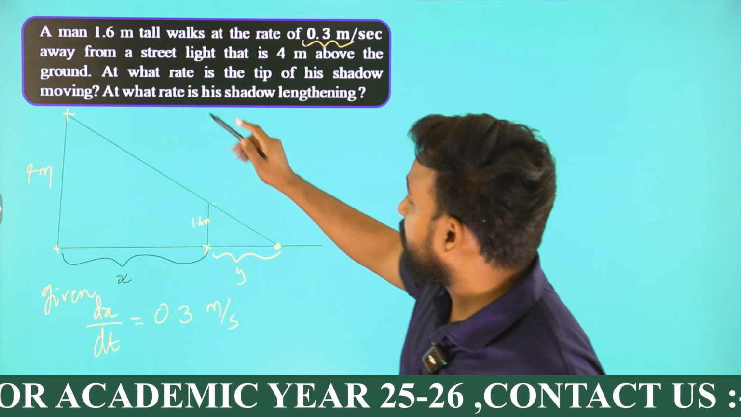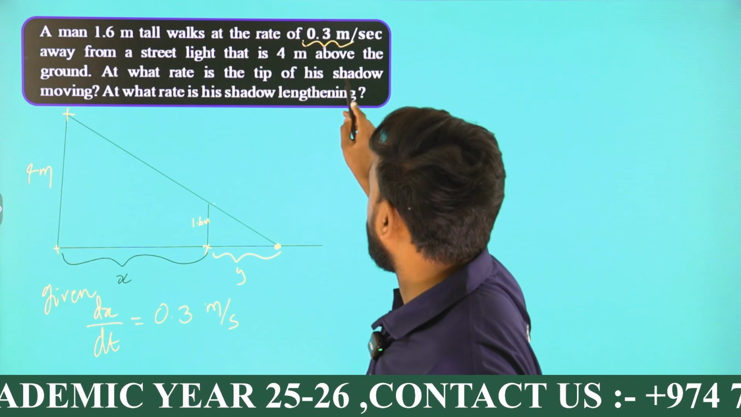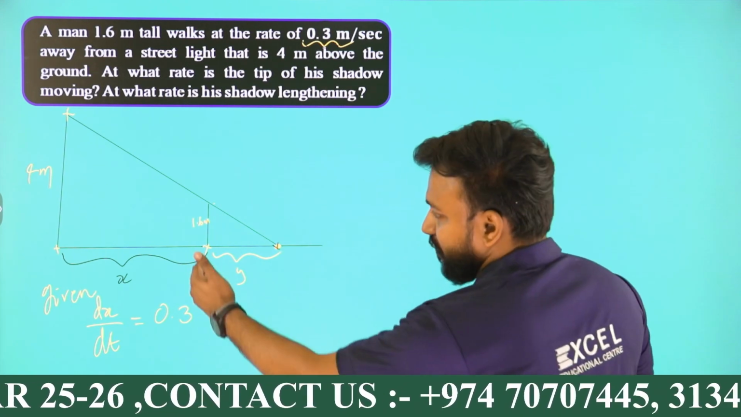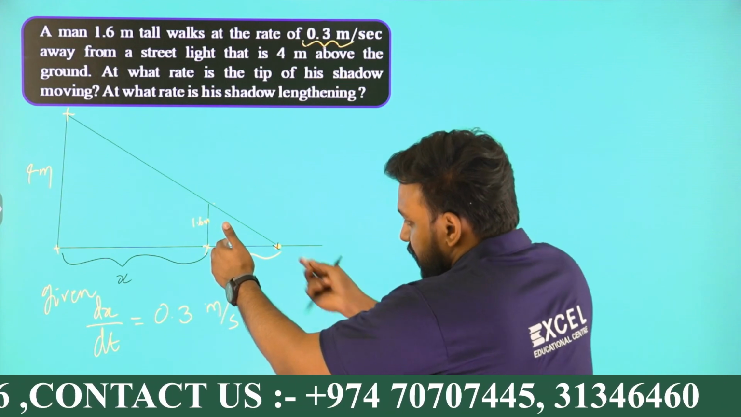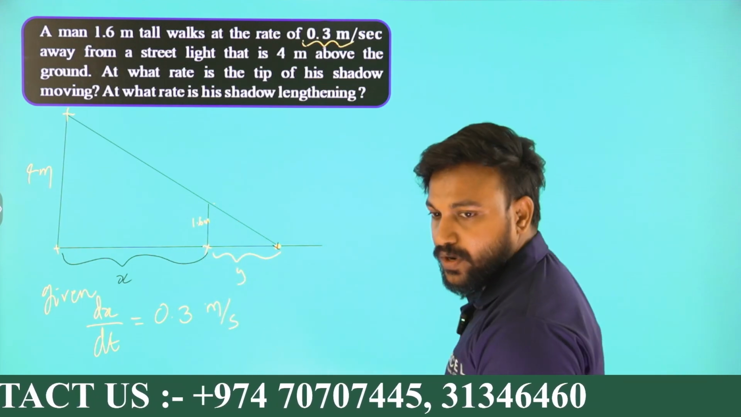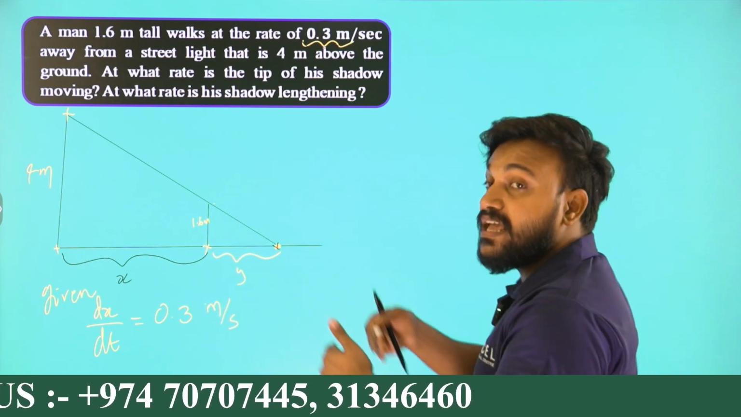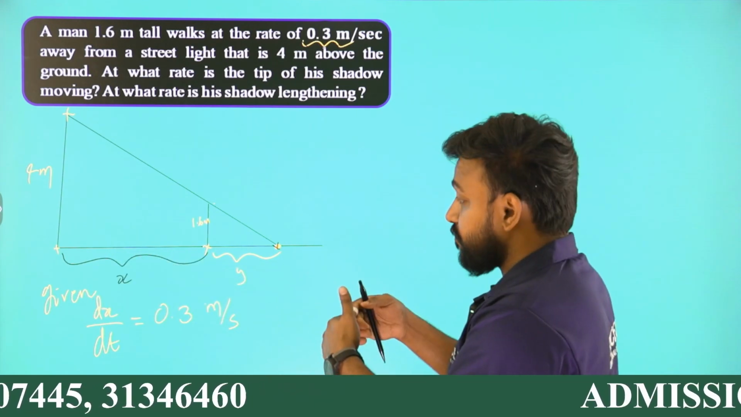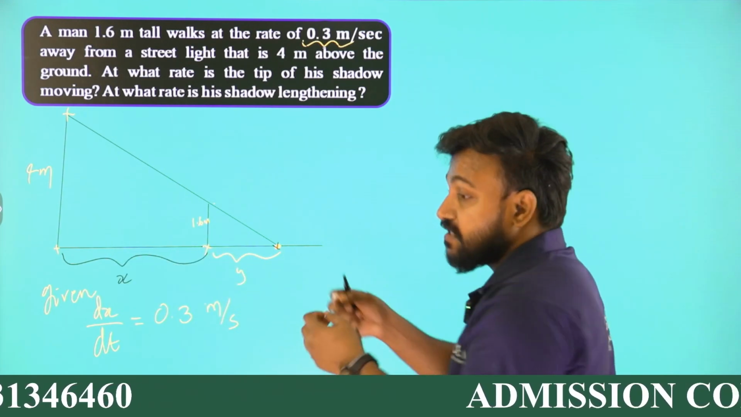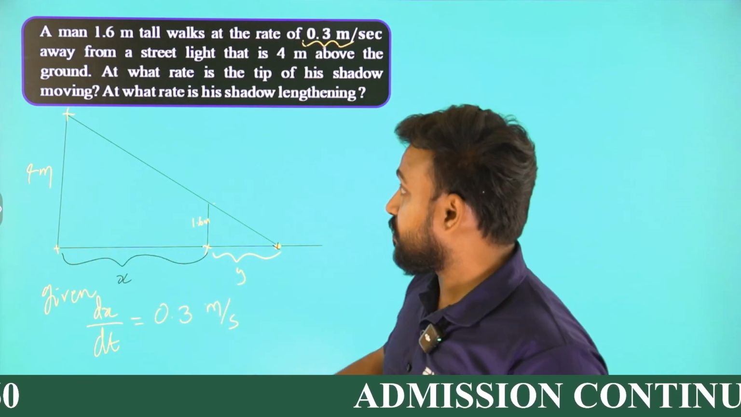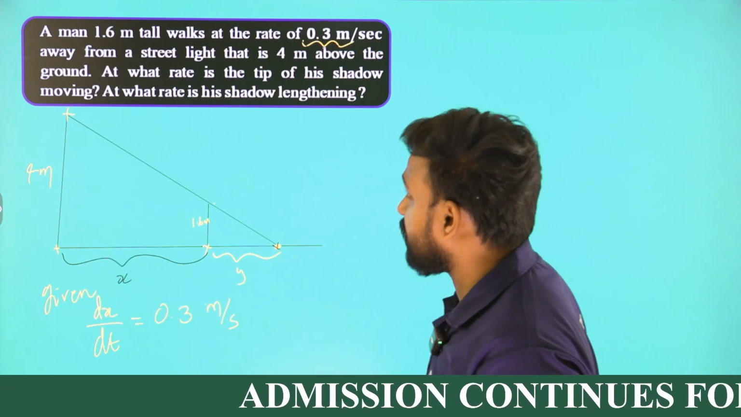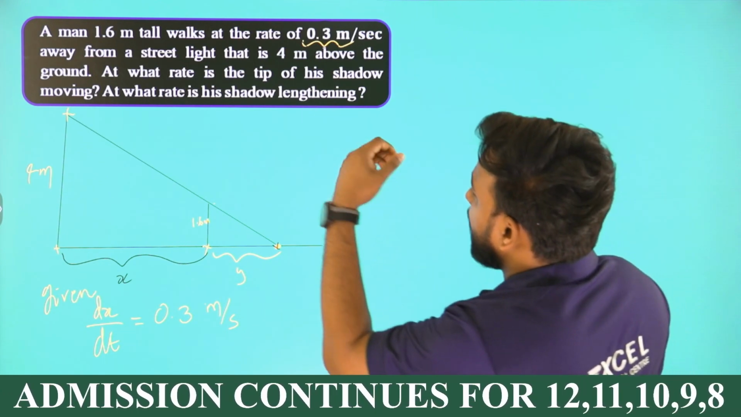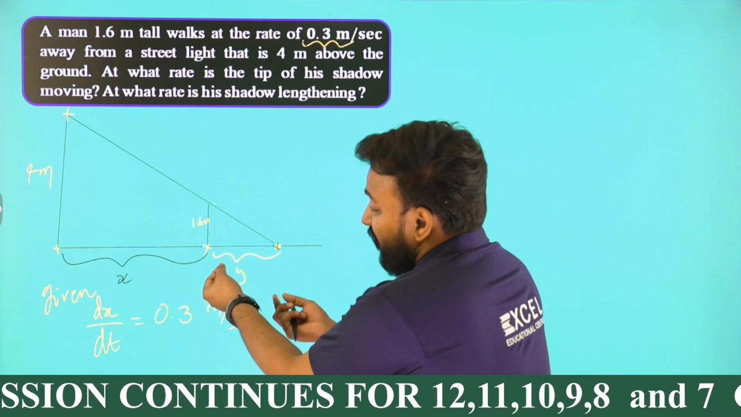And what they need to find, what rate is the tip of his shadow moving. Tip of his shadow. So when he moves a little bit forward, the shadow is again moving forward. The length of the shadow is increasing. That means the tip is moving. So we need to find the rate of change at which the tip of the shadow is moving. That is the first question. And what is the second question? At what rate is shadow lengthening? That means at what rate y is increasing.